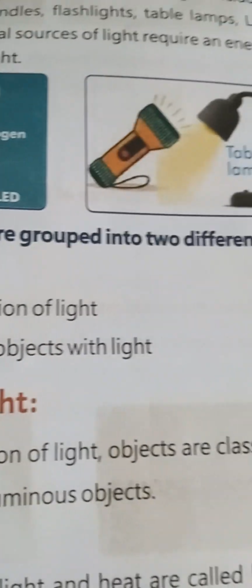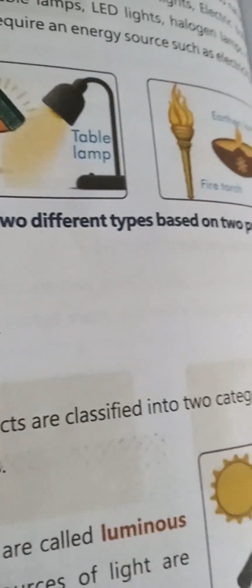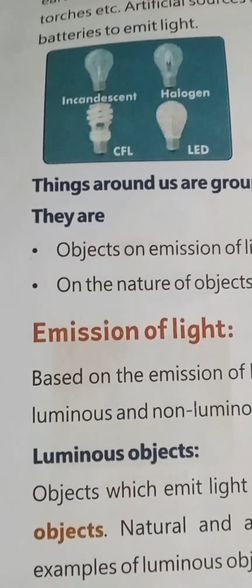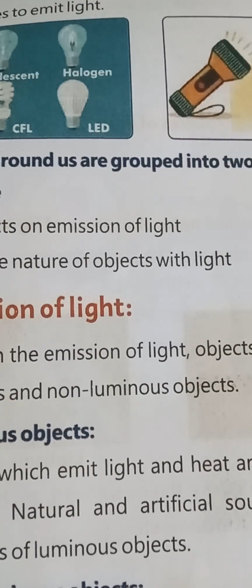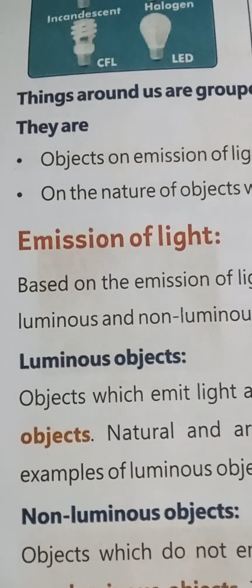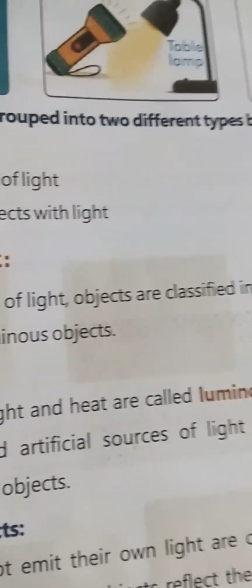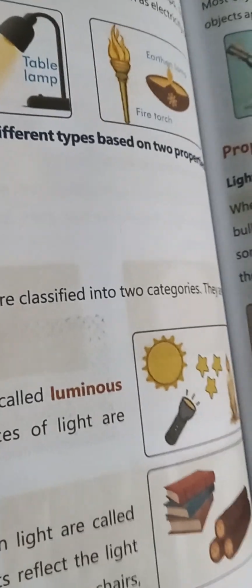Things around us are grouped into two different types based on two properties. They are objects on emission of light and the nature of objects with light. Emission of light. Based on the emission of light, objects are classified into two categories.